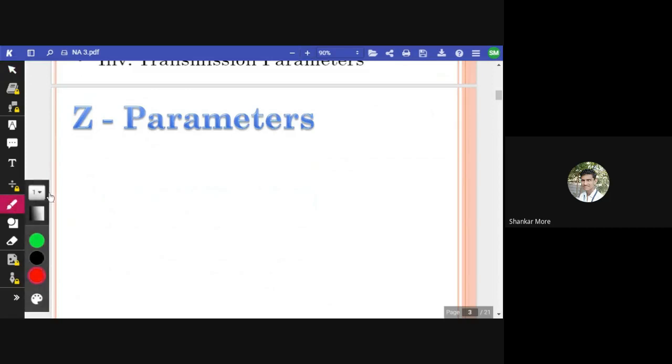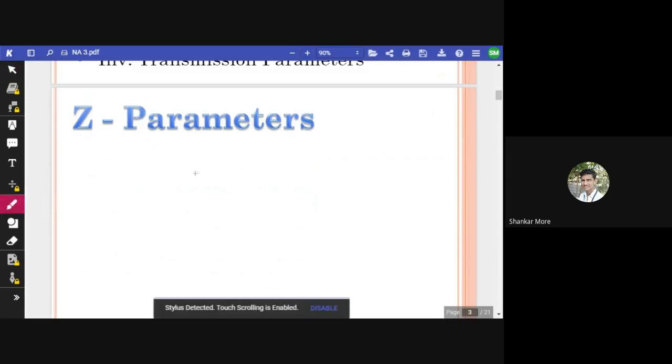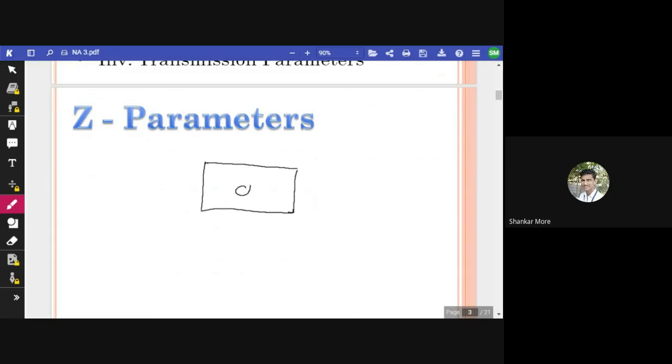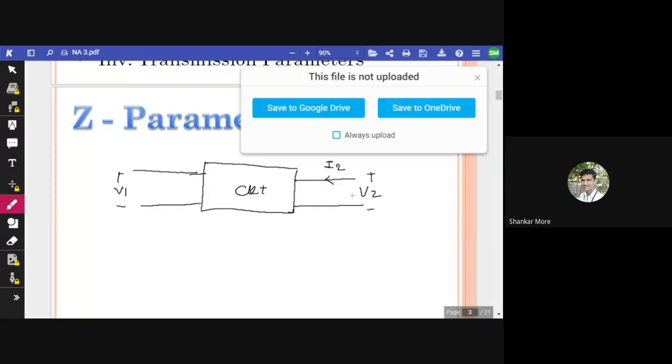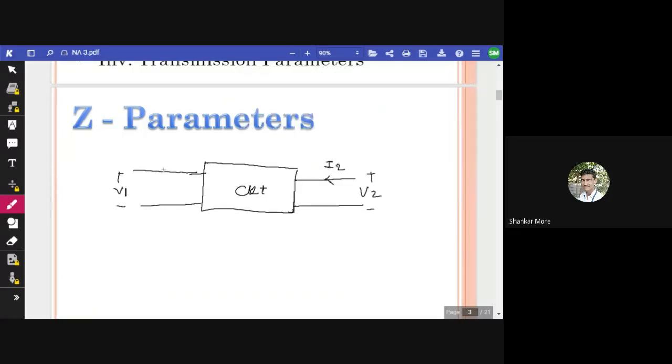So for Z parameters, let me just draw one circuit. Let this be any circuit. Okay. This is a circuit, and this is our output port. This is our input port. At the input port, we have plus minus, that is V1, and at the output we have V2 plus minus, and we are considering that I2 current is flowing from output to input, and there is again one current, that is I1. Okay, so based on these parameters, we have to calculate certain things.